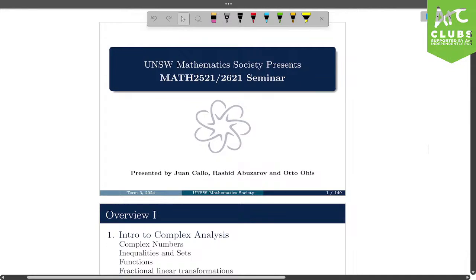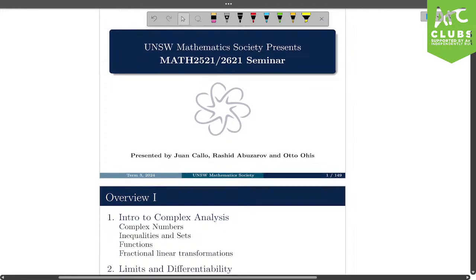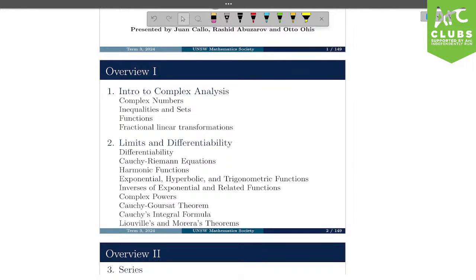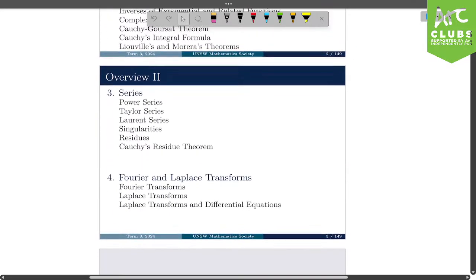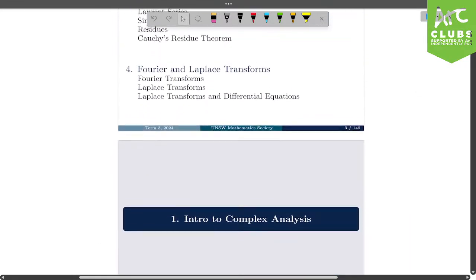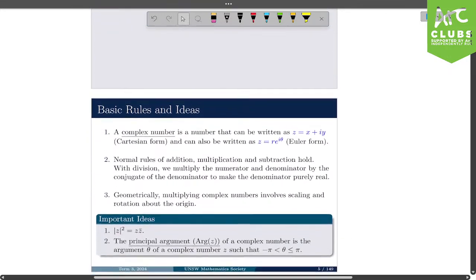This is the UNSW MathSoc Society. This is the 2521 2621 seminar, and just as an overview for this session, we're going to do an intro into complex analysis first, and then after that we'll look into limits and differentiability, and the rest of the stuff will be tomorrow, same time. So overview 2, this is what's going to happen next lecture. And so, just an intro to complex analysis: basic rules and ideas.